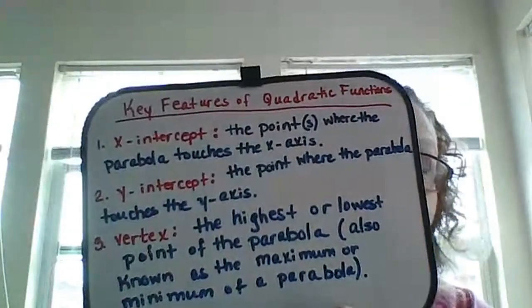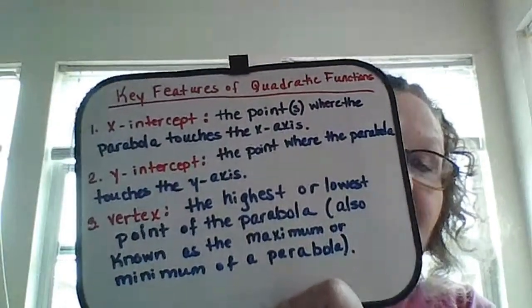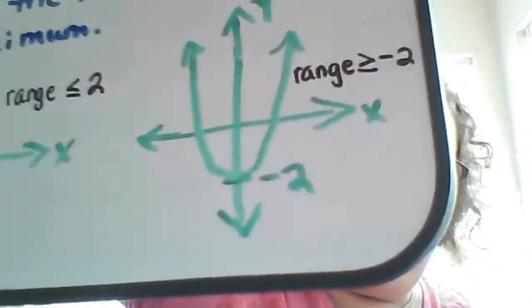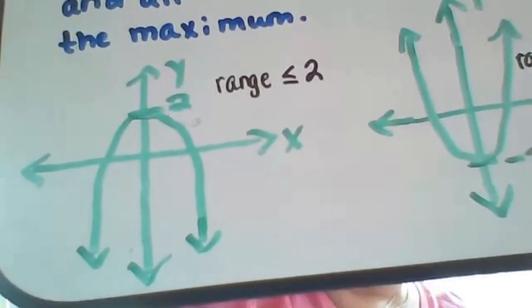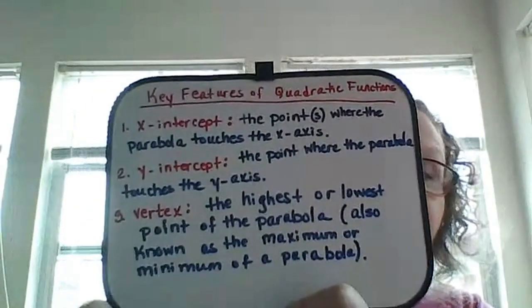Of course, the y-intercept is the point where the parabola will touch the y-axis. And if you notice in each one of these, your graph only touches the y-axis at one point. So that would be your y-intercept.